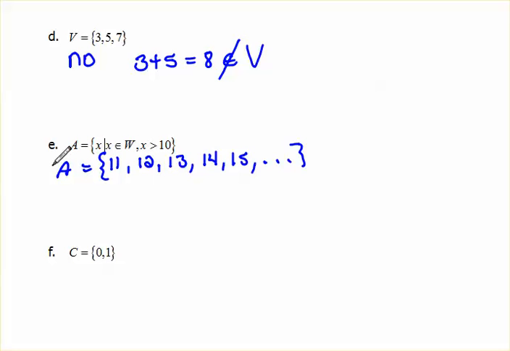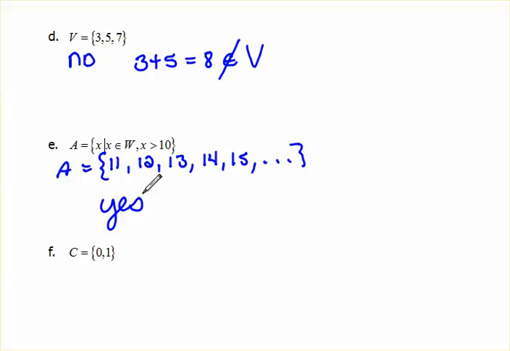Okay, so we need to decide, is it closed or not? If I were to take any of these numbers and add them together, would I get a number in this set? Well, it looks like it's going to be every whole number that starts with 11 and goes on for infinity. So if I were to add 11 and 11, I'd get 22, which is going to be somewhere over here in the set. Yes, this is closed under addition.